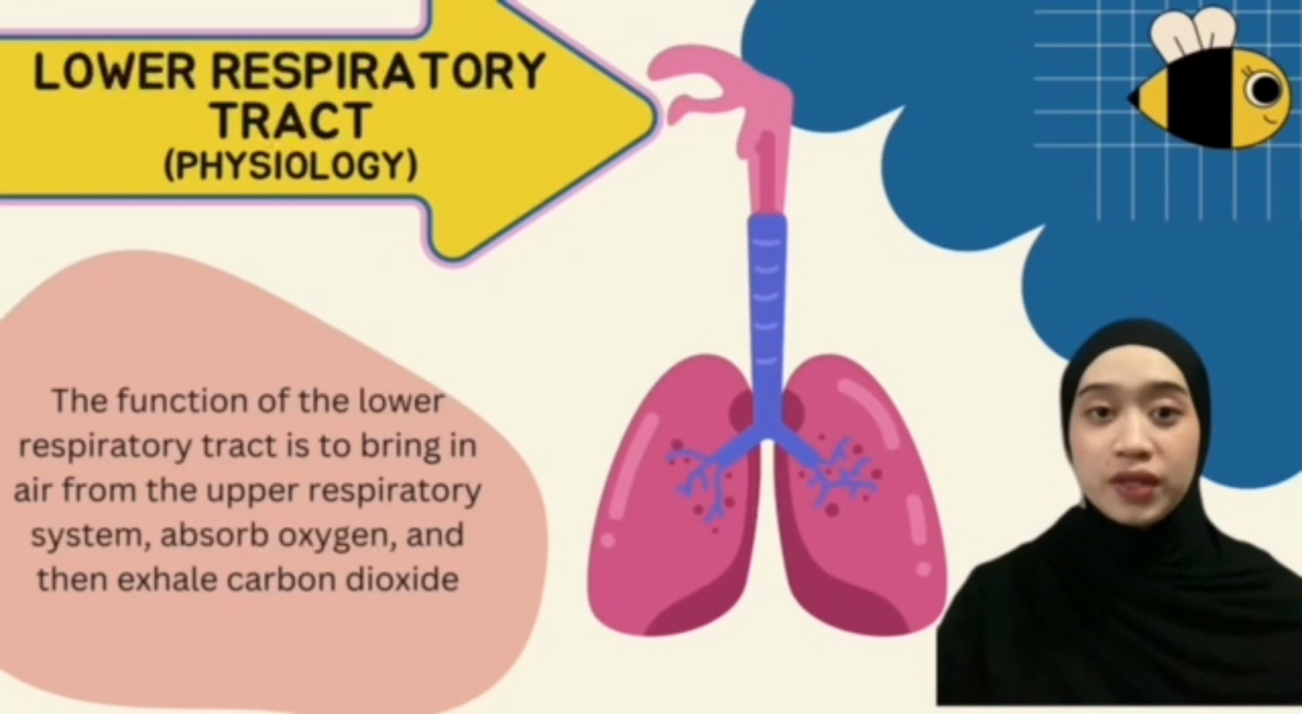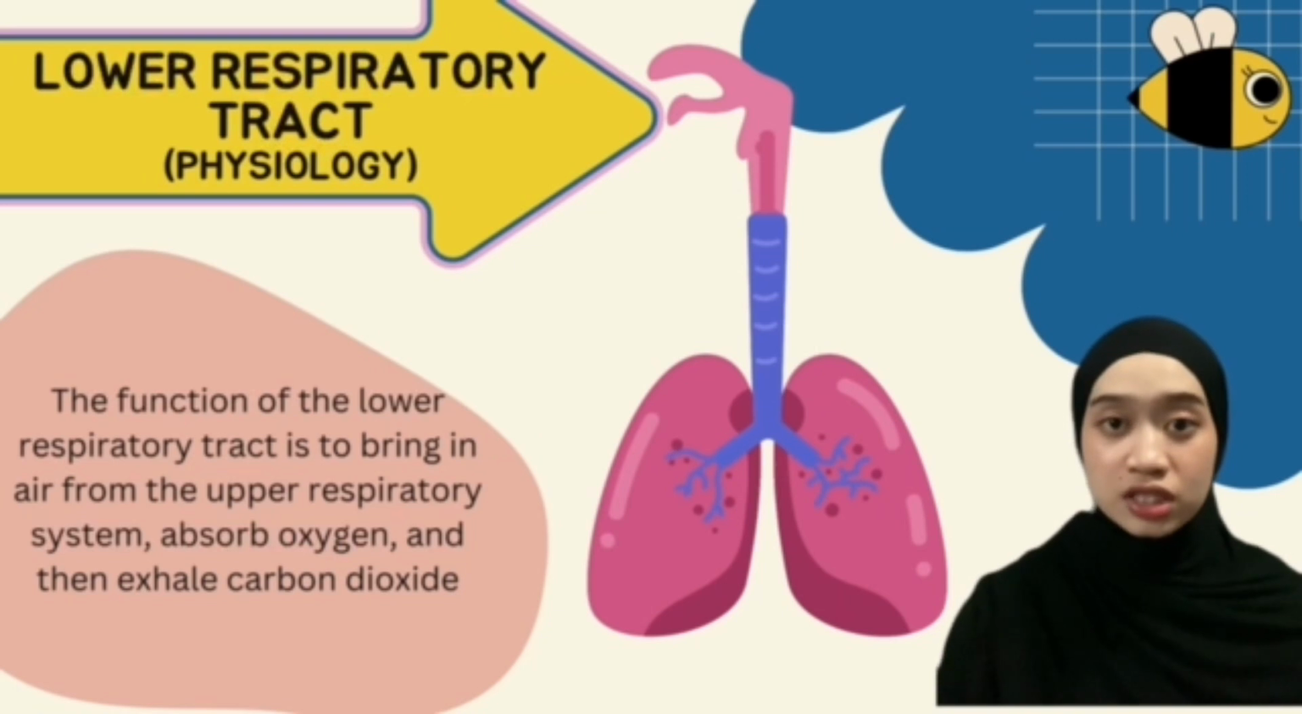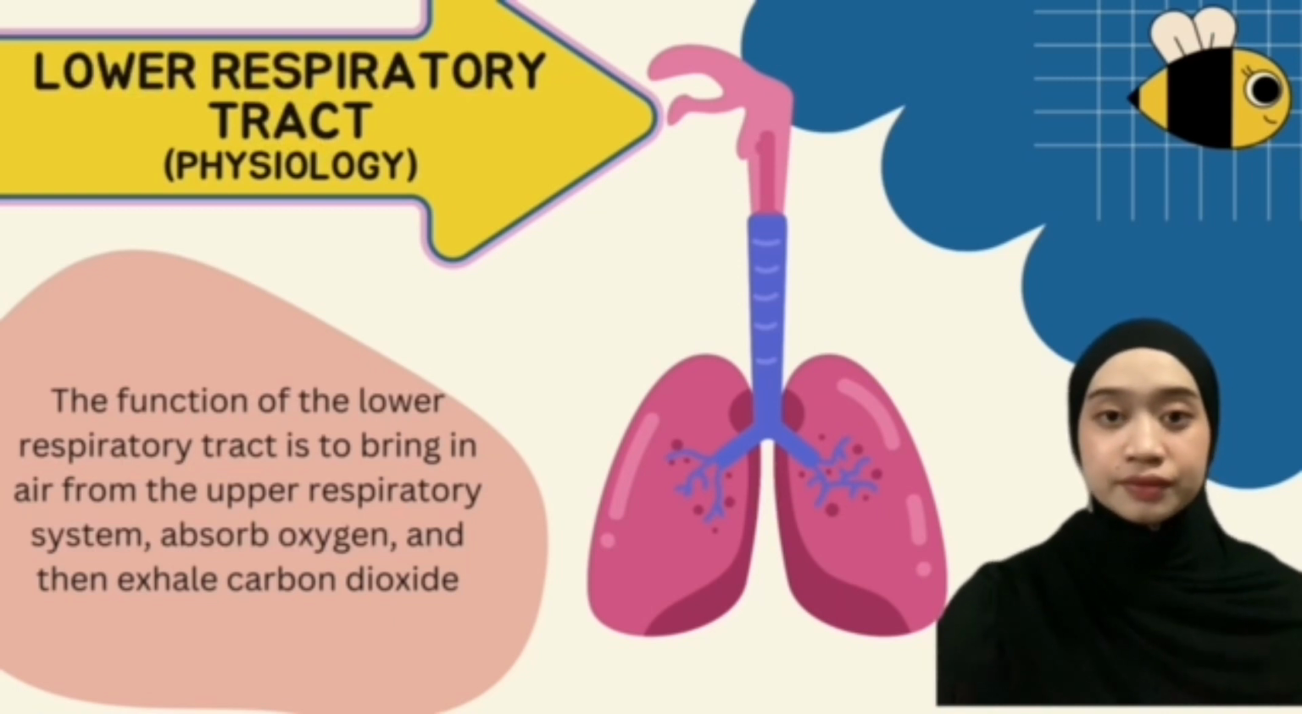Next, we continue with physiology, the lower respiratory tract. The lower respiratory system, or lower respiratory tract, consists of the trachea, the bronchi and bronchioles, and the alveoli, which make up the lungs. This structure pulls in air from the upper respiratory system, absorbs the oxygen and releases carbon dioxide in exchange. Other structures, namely the thoracic cage and the diaphragm, protect and support these functions.